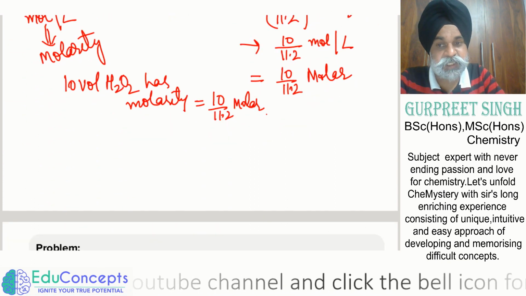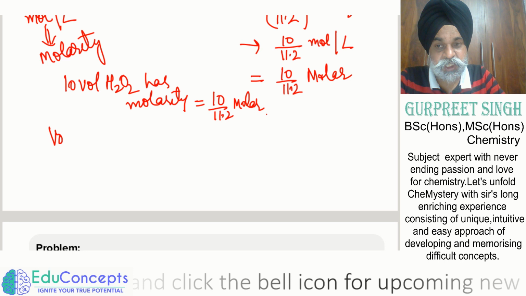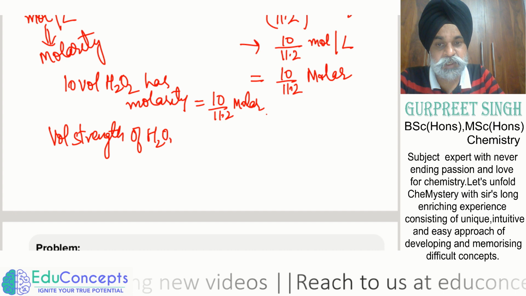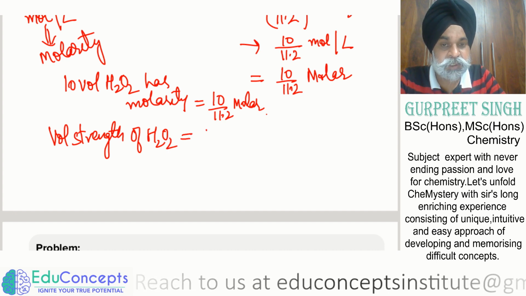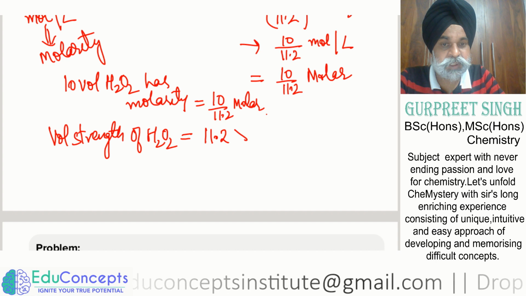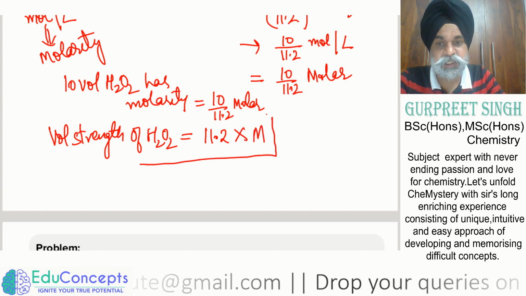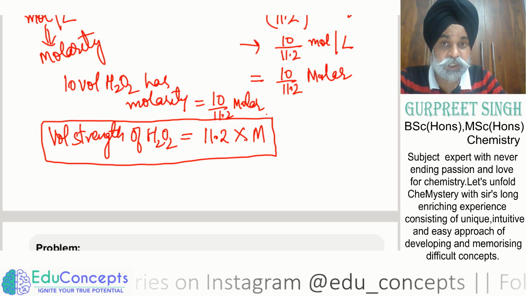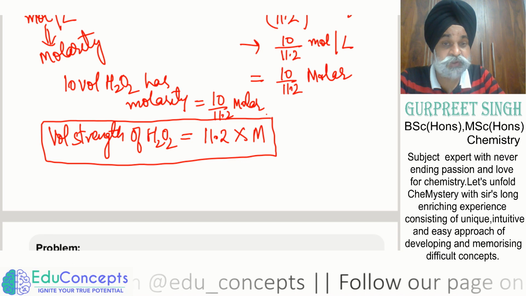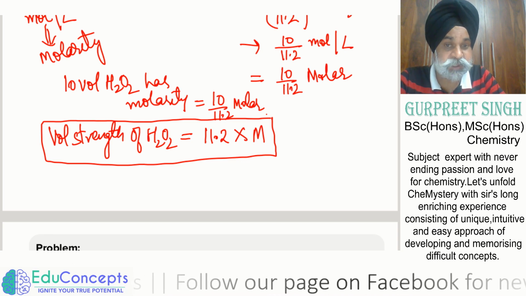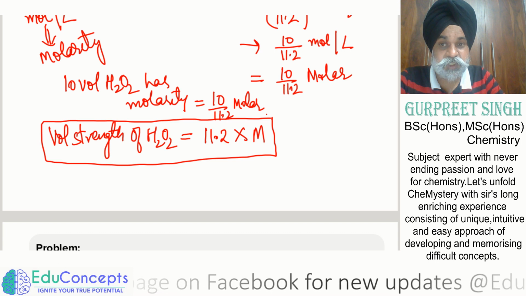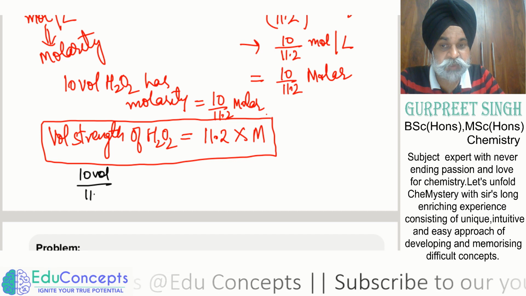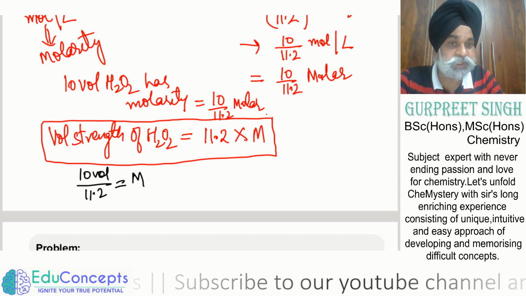तो हम इसको सिंपली ऐसे कर सकते हैं, that volume strength of H2O2 is nothing but 11.2 into molarity. This is a shortcut we have developed. ठीक है, but I don't want you to just remember this, you should know the understanding of this shortcut. सो हमारा कितना वॉल्यूम था, 10 वॉल्यूम, तो 10 volume upon 11.2 is the molarity. So you can simply do it this way.